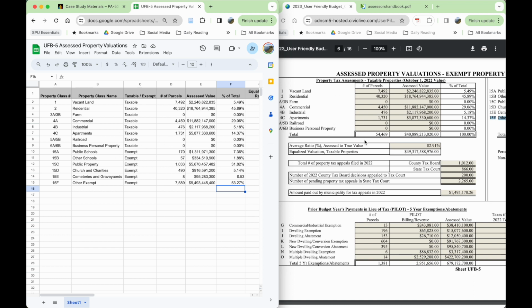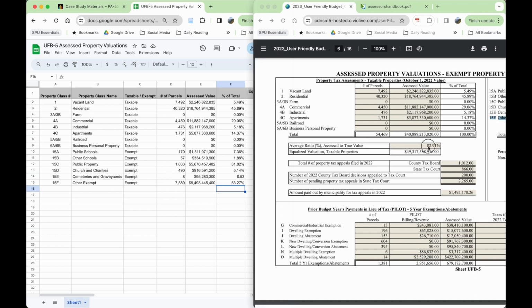into the spreadsheet. And now what I want to do is highlight this number here, the equalization ratio. This is the average ratio in percentage terms, and it's assessed to true value. So I have a few resources in our Blackboard folder that explain the equalization ratio. It's also called the average ratio or the director's ratio. And what this is telling me is that the assessed values in Jersey City are, on average, 82.9% of the market values.